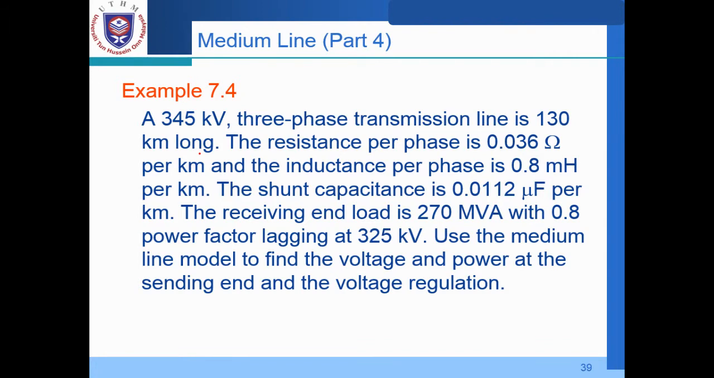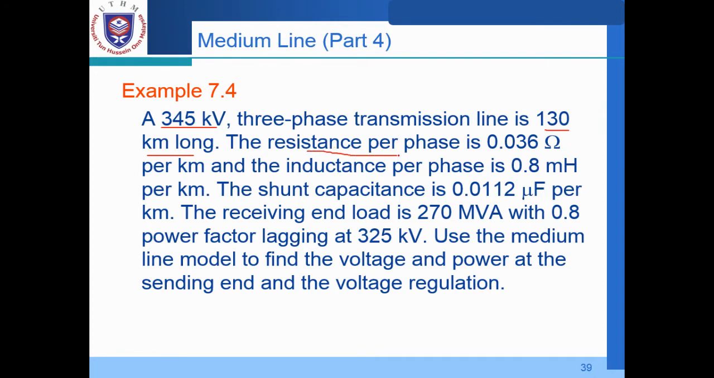start with the rating voltage or the supply voltage of 345 kV, three-phase transmission line, 130 kilometer long. So the resistance per phase is 0.036 ohm per kilometer, and the inductance per phase is 0.8 millihenry per kilometer. So this is the data we can gain. So the length of the line is 130 kilometer, and this falls under the category of medium, of course, because the limit is up to 250 kilometer.